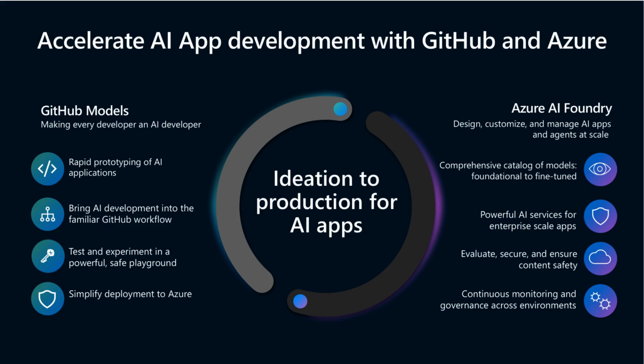GitHub Models and Azure AI Foundry together span the entire AI app journey. GitHub Models enables rapid prototyping within GitHub's familiar environment, letting you experiment securely with prompts and models. When ready for production, Azure AI Foundry simplifies infrastructure provisioning, adds security controls for prompt protection and version management, and supports scaling with observability and governance. This full-stack approach blends fast iteration with enterprise readiness, empowering you to build with confidence from ideation to live deployment.